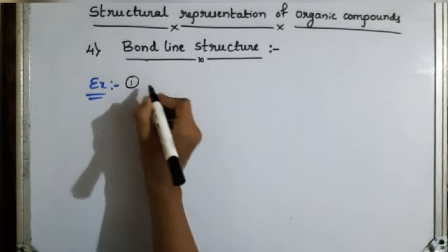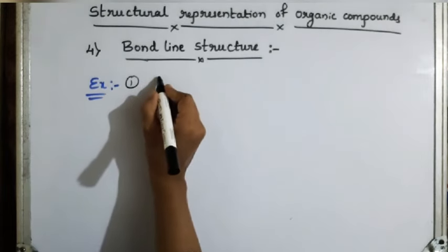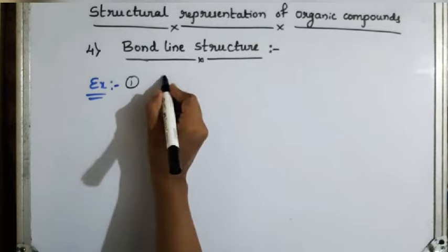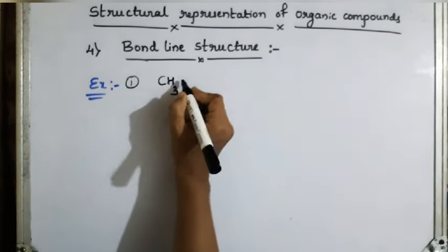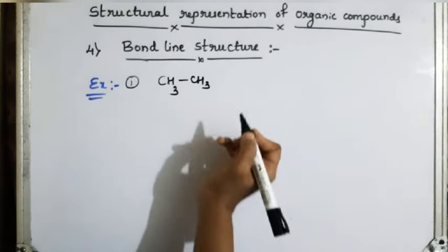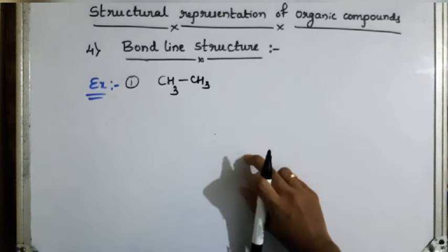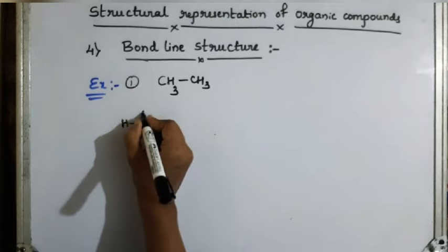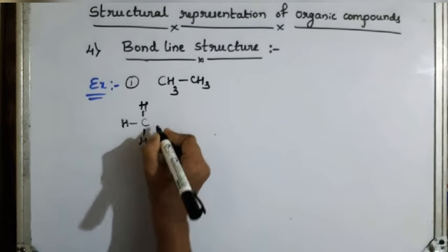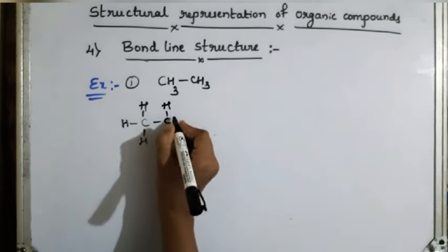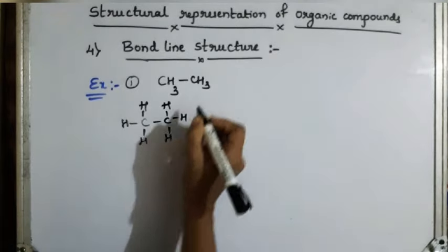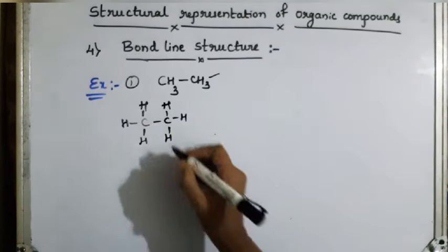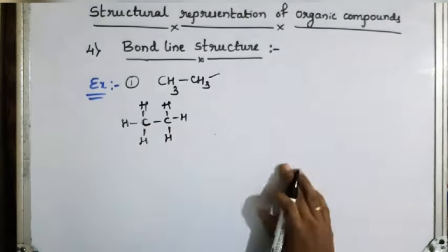The first example I'll take is ethane. Ethane has the formula C2H6. We write it as CH3CH3. This is the condensed structural formula. The complete structural formula is where we write all the hydrogens; we have to elaborate the structure, correct? So this is the complete structural formula, and this is the condensed structural formula. How to write its bond line structure?